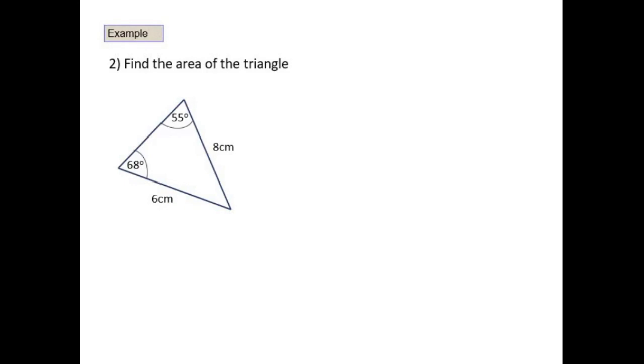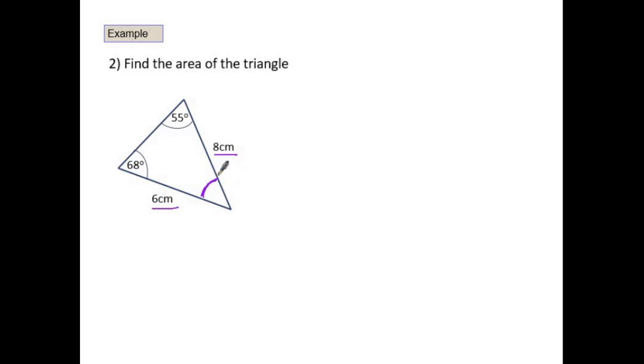Okay, on to example 2. Find the area of the triangle again. You can see you're given two lengths this time, so you've got your 8 and your 6, and you're given two angles on this triangle, 55 degrees and 68 degrees. But hopefully you can see that the angles that are given to you are not between the two lengths. So the first thing you need to do is work out this angle here, and then you've got your two lengths and the angle between them.